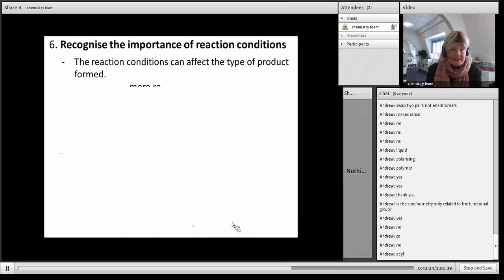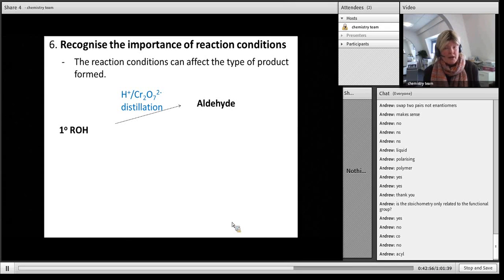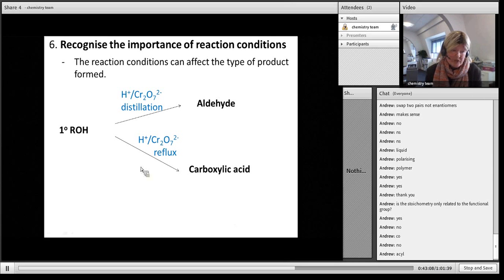Okay, 6th tip, so we're nearly there. Reaction conditions. As you go through it, you need to be able to explain what the reaction conditions are, what reagents you need. So learn those reaction conditions because some of them are very similar. As an example, if I've got a primary alcohol and I use acidified dichromate, I can form either an aldehyde or a carboxylic acid. What makes it go to aldehyde or to carboxylic acid is my reaction conditions.